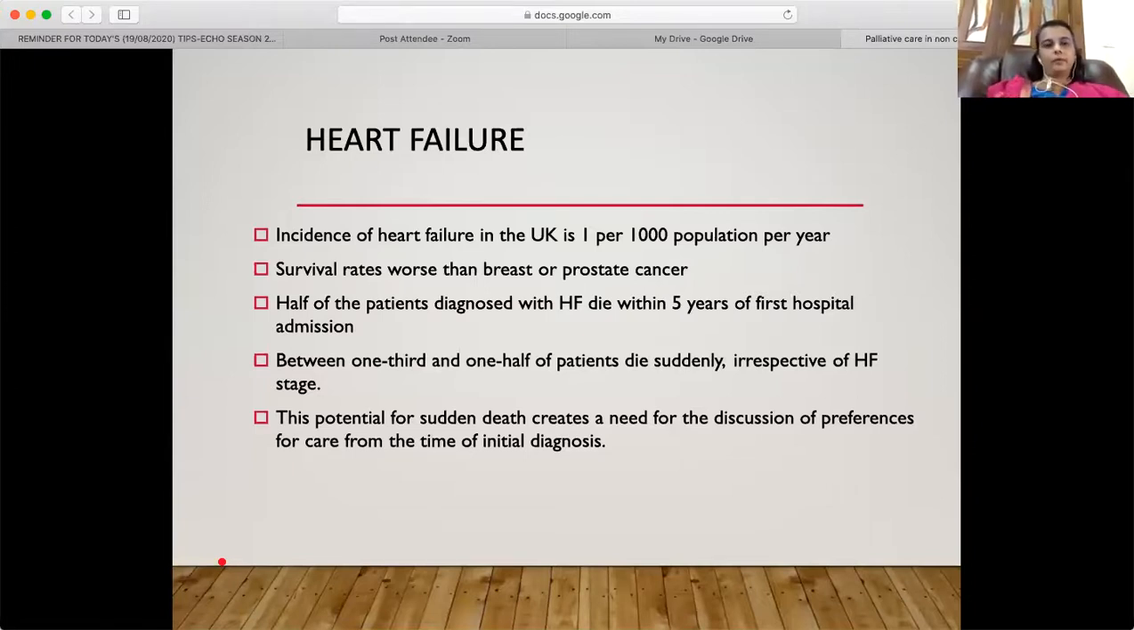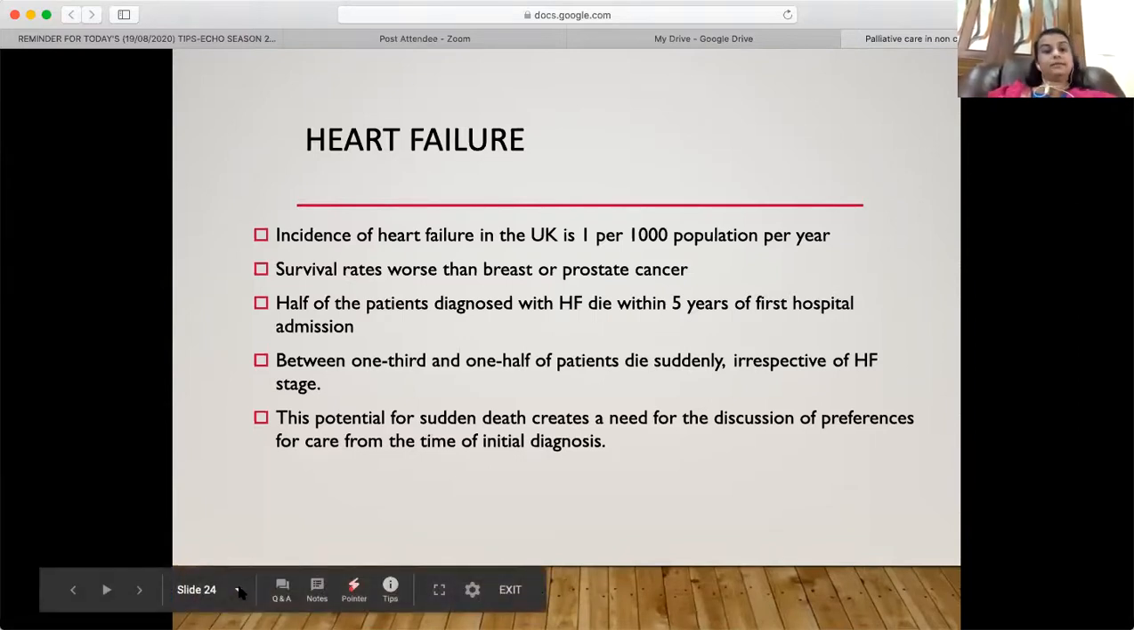If you have a problem with your heart and it is failing, nobody thinks of that as a life-limiting diagnosis. They are happy to continue taking medications and go on with their life. But if you get a diagnosis of cancer, then that's it, your life is finished. But actually, the survival rate of heart failure is found to be worse than breast or prostate cancer. And what they found, again from the UK, is that half the patients diagnosed with heart failure die within 5 years of the first hospital admission. If heart failure is bad enough to require a hospital admission, the prognosis is poor.